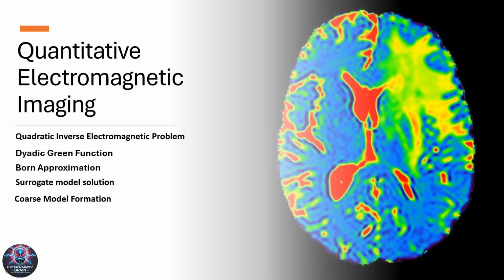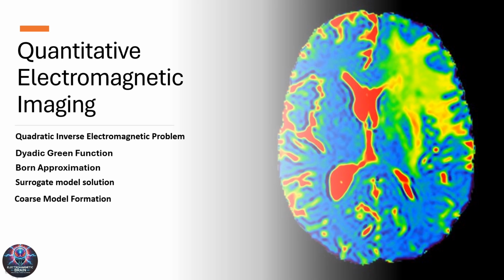Welcome to our presentation on quantitative electromagnetic imaging. This field focuses on reconstructing the internal properties of objects, like the human brain, by analyzing how electromagnetic waves scatter upon interaction with these objects. In particular, we will explore microwave tomography, a technique used in medical imaging to detect anomalies such as strokes and tumors, by analyzing microwave scattering patterns.